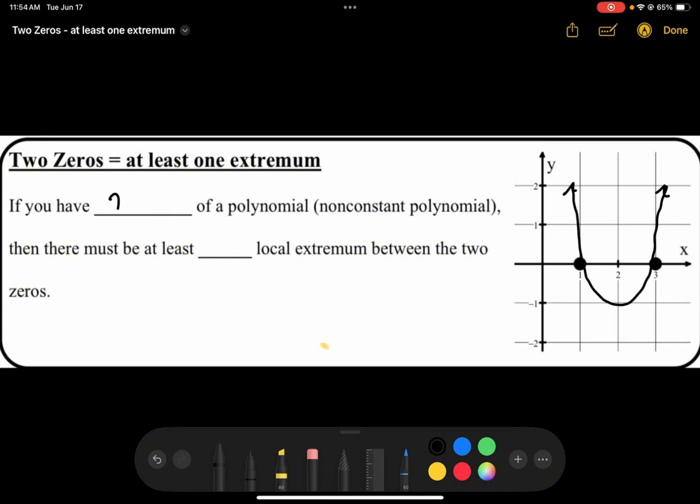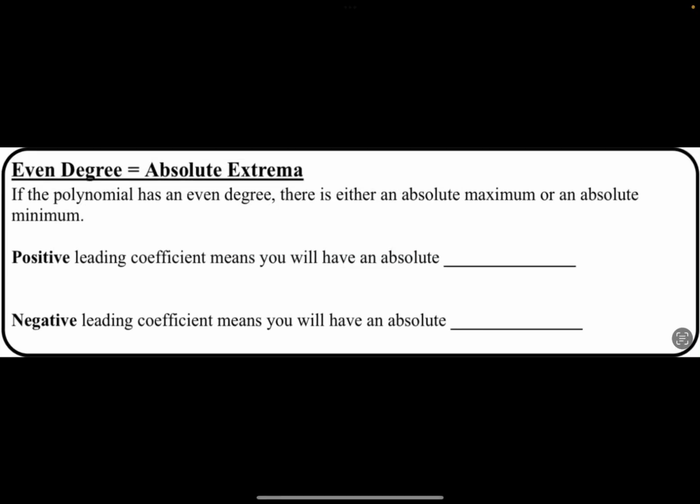If you have two zeros of a non-constant polynomial, then there must be at least one local extrema between the two zeros. Sorry, I don't think I mentioned it before, but when they say local extrema, they also mean the relative extrema. As we mentioned before, the relative extrema is when a graph is increasing and then turns into decreasing. As we can see here, it's decreasing, then it's increasing. So in this case, there is a relative minimum.